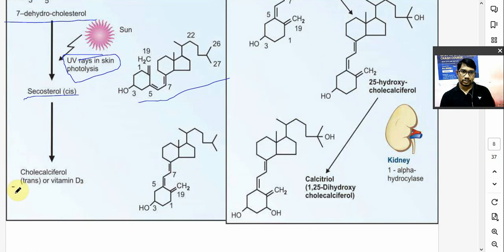There is an introduction of this OH group over here, known as 25-hydroxycholecalciferol.